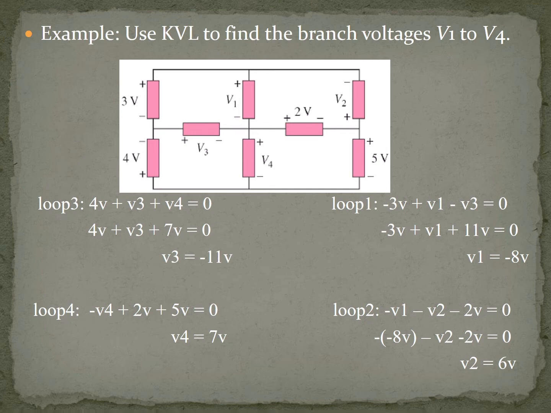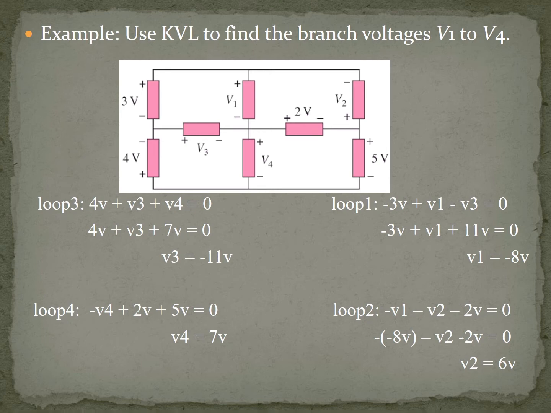We use equation V in equal to V out. Look at loop 3. 4 volt plus V3 plus V4 equal to 0. That is equation 1. Then we move to loop 4. Negative V4 plus 2V plus 5V equal to 0. So we get V4 equal to 7 volt. That is equation 2.